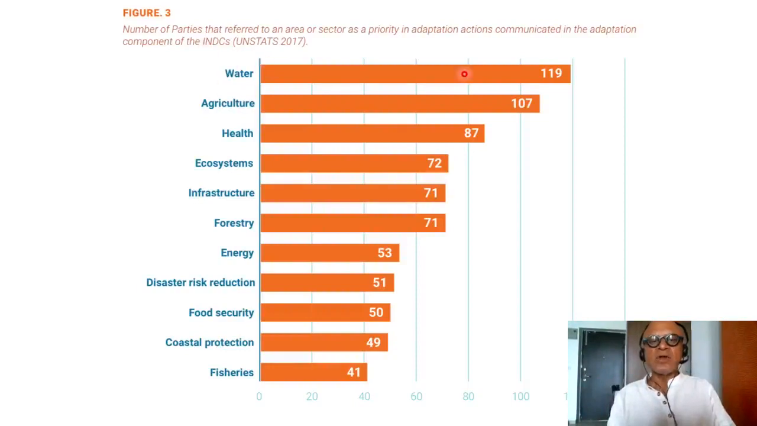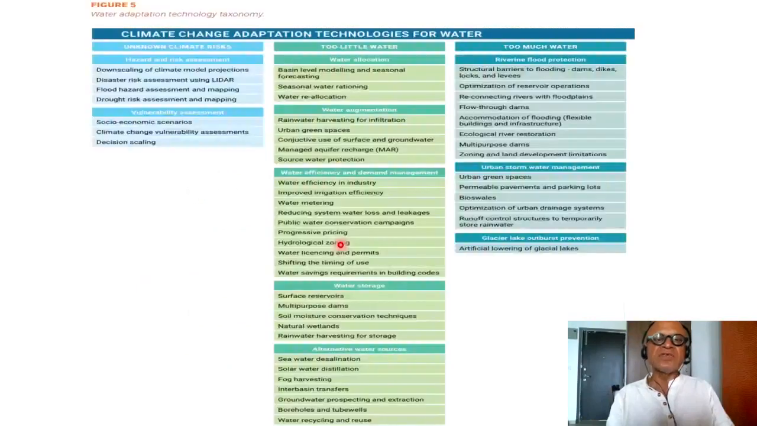So water here tops in terms of the number of countries that have included it as a sector in their nationally determined contributions. Agriculture comes up next, and energy is down there at 53 countries. So it gives you a sense of how most of the countries think of water as an important sector for their nationally determined contributions in reducing emissions, adaptation, mitigation, national adaptation plan, and so on.